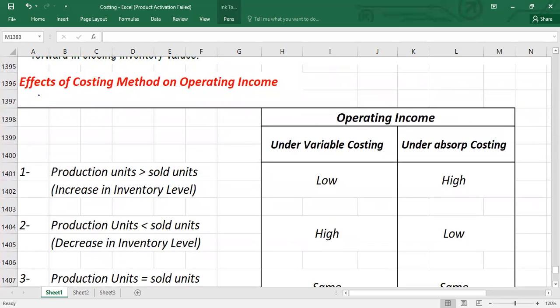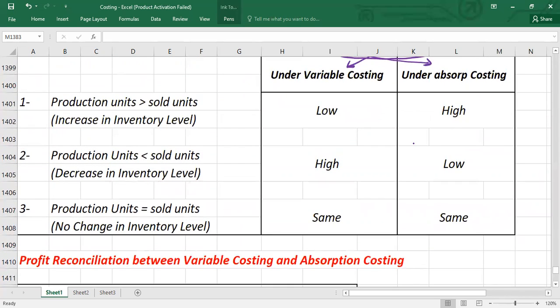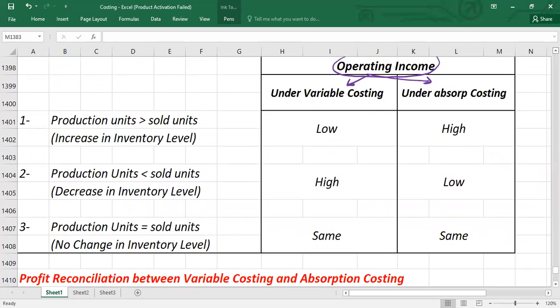So here we go, guys. Now I'm going to talk about the effects of costing methods on operating income. If you are using variable costing or absorption costing, what is the effect of the costing method on the operating income? So here we have operating income under variable costing, and here we have operating income under absorption costing. And guys, there are mainly three cases. Don't forget, we are talking about operating income under variable costing and absorption costing.